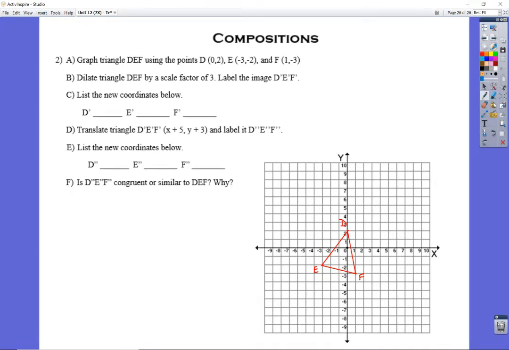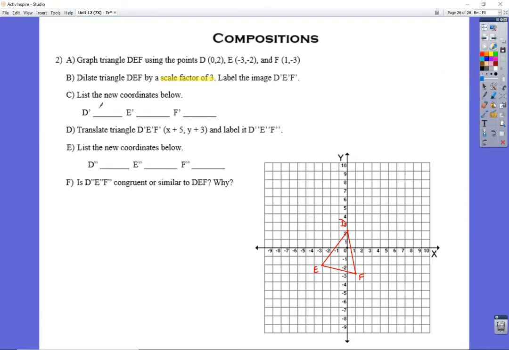Part B says to dilate triangle DEF by a scale factor of 3 and label that new image D prime, E prime, F prime. So we were told that our scale factor is 3. In other words, we are going to multiply the x and y values of every coordinate by 3. And before I graph this, I'm actually going to write down the new coordinates. So I'm going to do step C.